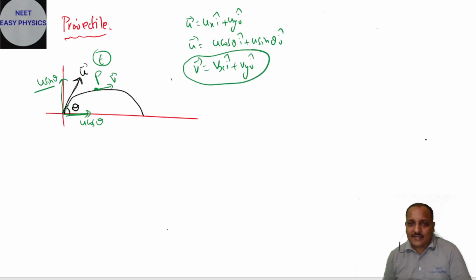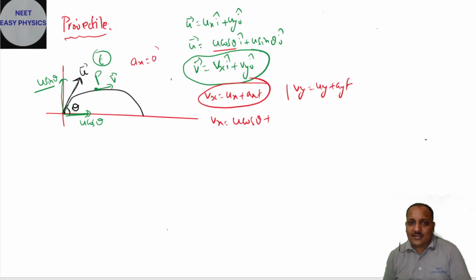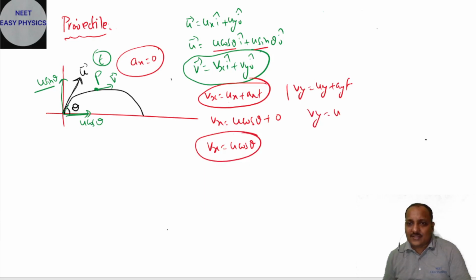How will we write vx? Vx equal to ux plus ax t. How will we write vy? Vy equal to uy plus ay t. Now ux is u cos theta. For ax, there is no acceleration along horizontal. Therefore, ax is 0. So therefore, vx equal to u cos theta. Now what is vy? Vy is equal to uy, which is u sin theta.